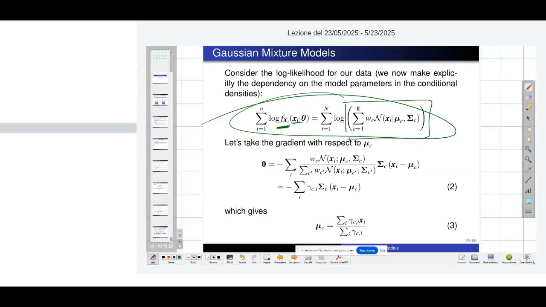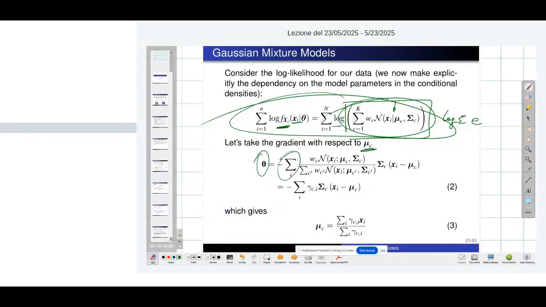Which had the problem, we said, that we have this expression, which is a sum of exponential terms inside a logarithm. So if we try to take the gradient, the derivative of this, then it's difficult to find an expression for the mean of component c equal to something. But let's try in any case. Let's take the gradient of this expression with respect to the mean of class c and set it equal to 0.